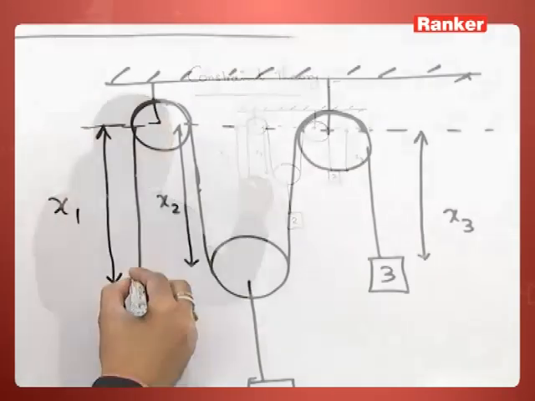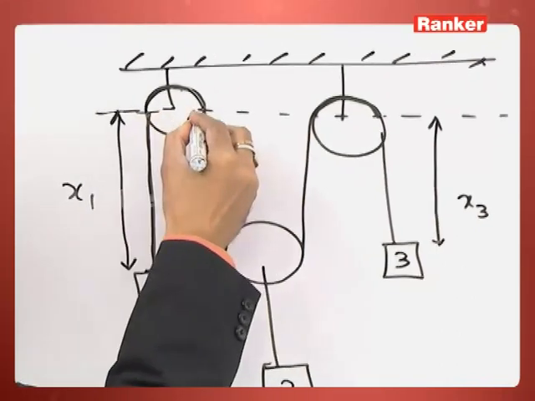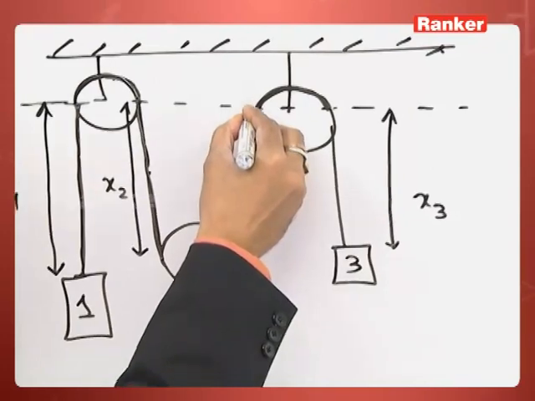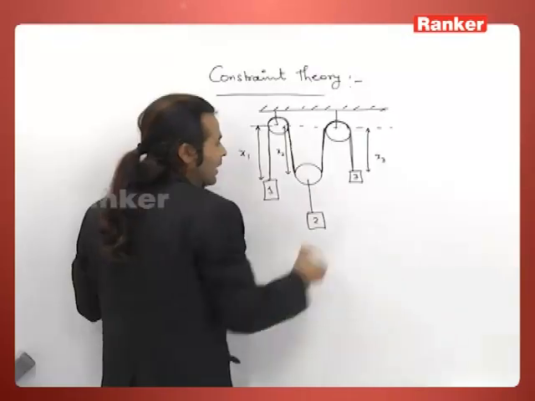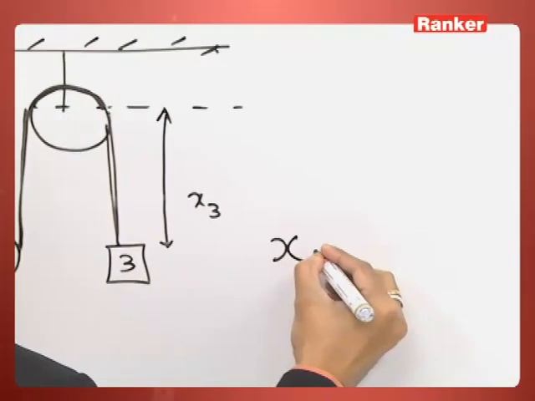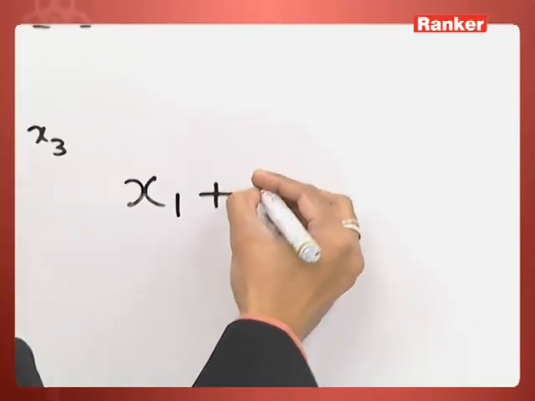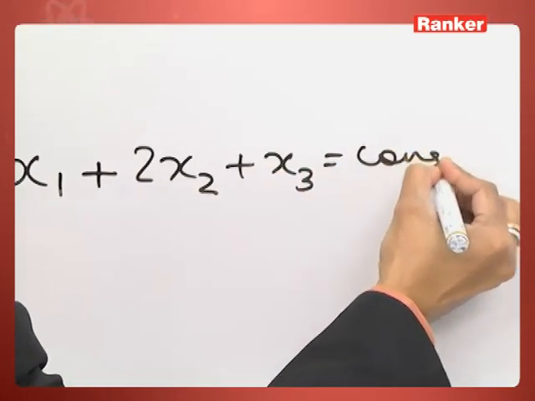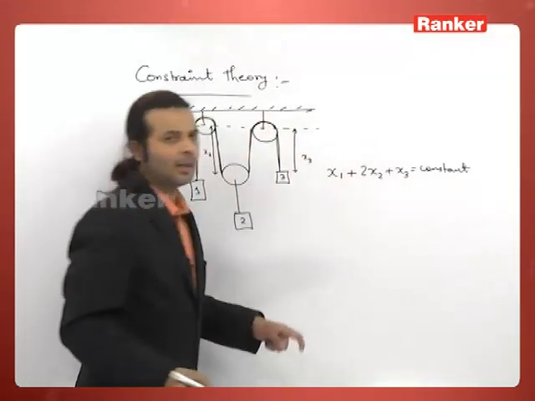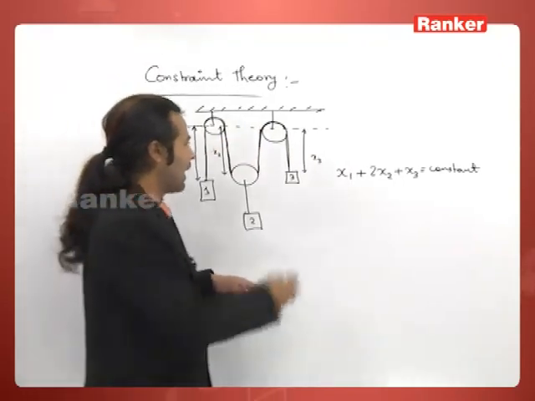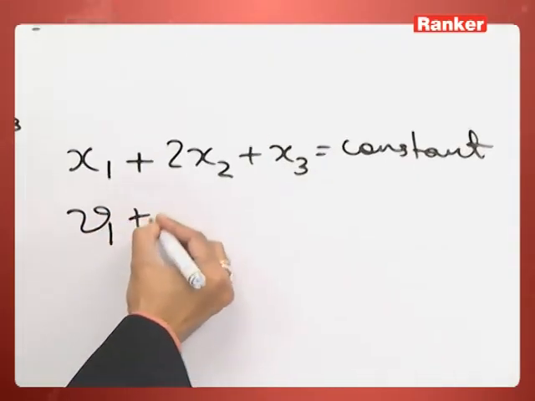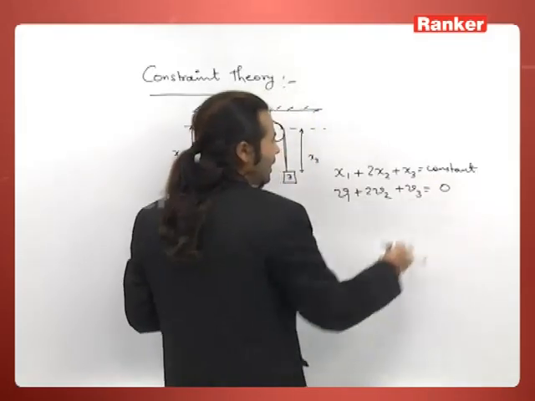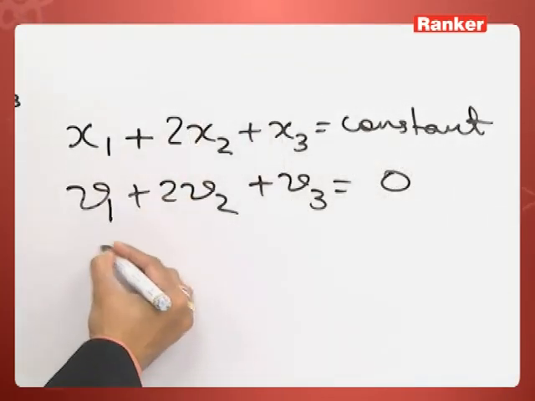Now the length of the string, x1 plus x2, plus again this x2 plus x3, is constant. So I can write x1 plus x2 plus x2, twice x2 plus x3, is equal to constant. I am not taking this wrapped part. I differentiate this with time. Constant differentiation is 0. Again I differentiate this with time.